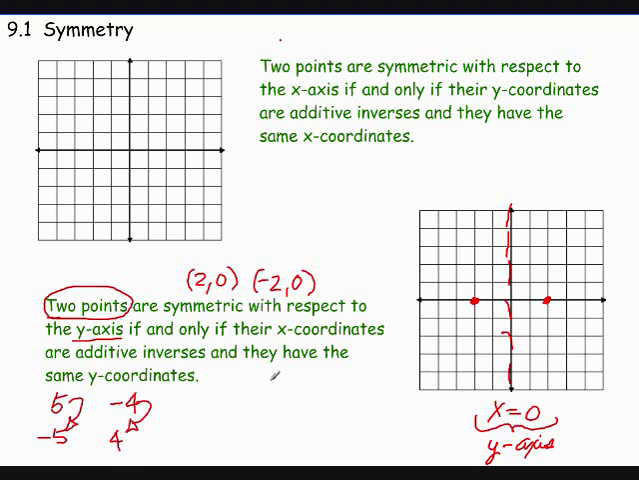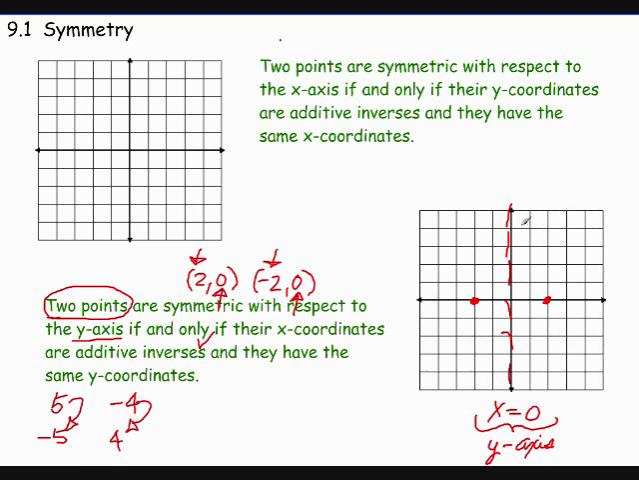Same number, opposite sign. So what are the two conditions here? Here's my x-coordinate on one point, and here's my x-coordinate on the other point. Their x-coordinates are additive inverses, 2 and -2. So this is true, and they have the same y-coordinates. Let's look at our y-coordinates: 0 and 0. So we could use this rule. We wouldn't even have to graph. We could just look at the 2 points and see that the x-coordinates are additive inverses and the y-coordinates are exactly the same. In this case, they were 0.